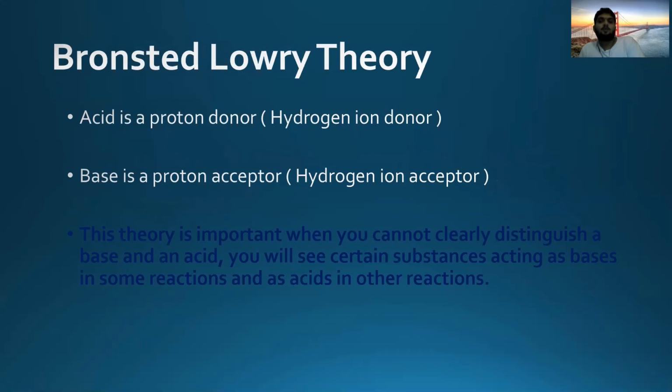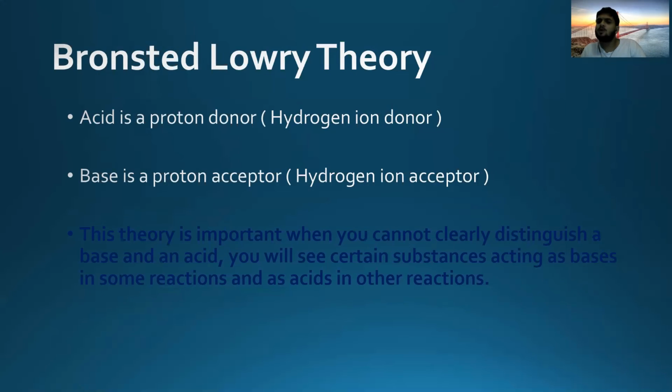Then we come to this important theory, which is called the Bronsted Lowry theory. According to this theory, an acid is a proton donor, or in other words, a hydrogen ion donor, an H plus ion donor. A base is a proton acceptor, an H plus ion acceptor. So why do we need this?